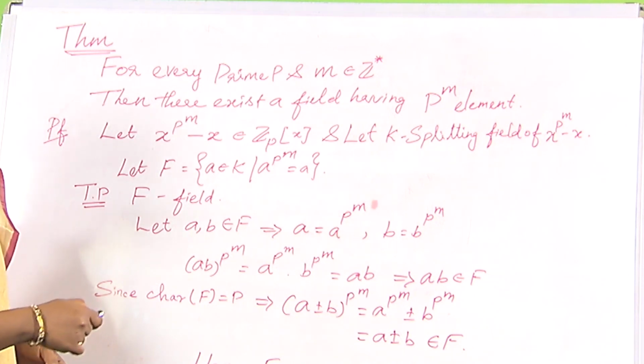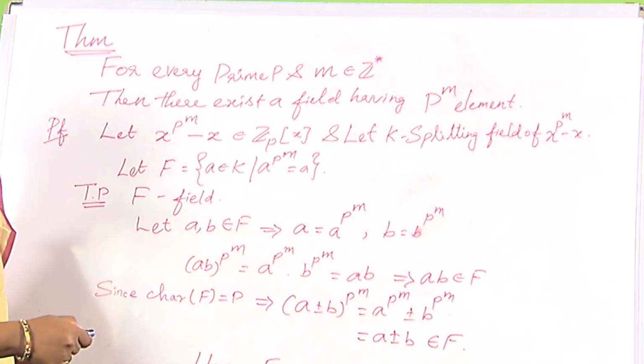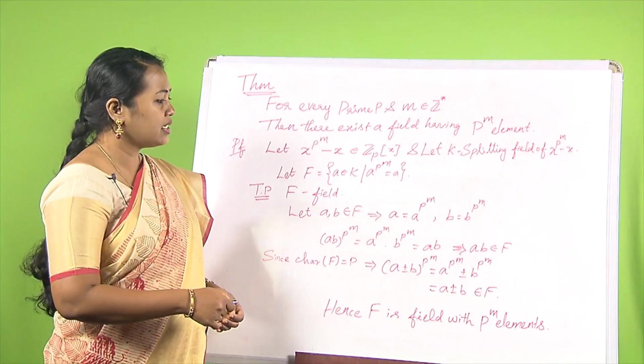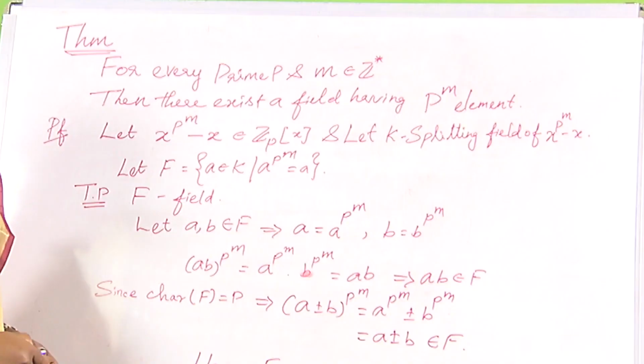This A will be in this format only. Similarly, if you take another B, it will be in this format B power P power M. Therefore, AB power P power M is equal to A power P power M, B power P power M, and this is equal to AB. Therefore, we took two random elements from F, A comma B, and the product is also inside F. Therefore, closure with respect to one operation is done.